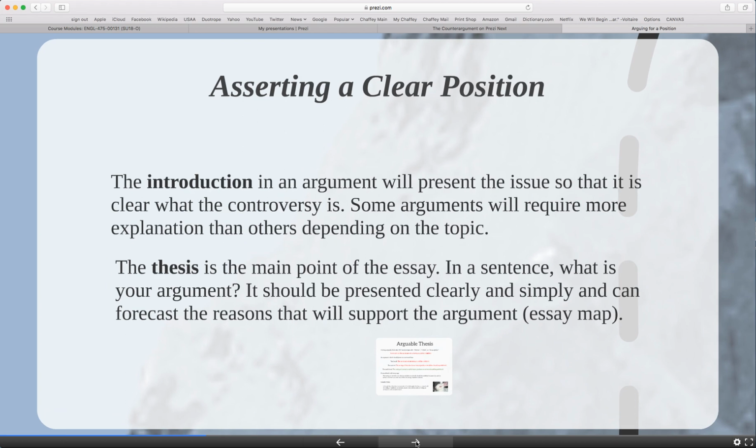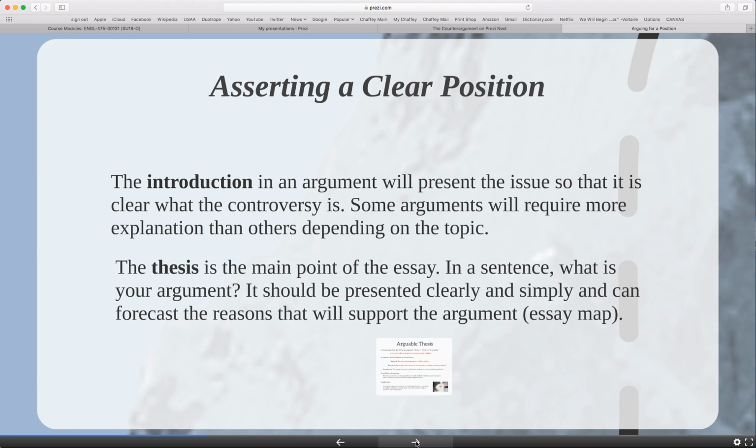So, asserting a clear position. In the introduction of your argument essay, you are going to basically tell us what that issue is and why it is controversial. For some topics, you might actually have to give a little bit of history. For example, if you were writing about pulling down Confederate statues, you might want to give some current context to what that means, right? In 2016 and 2017, we had hundreds of statues, especially all over the South, of Confederate soldiers being pulled down or removed or placed somewhere other than parks and schools and things like that.